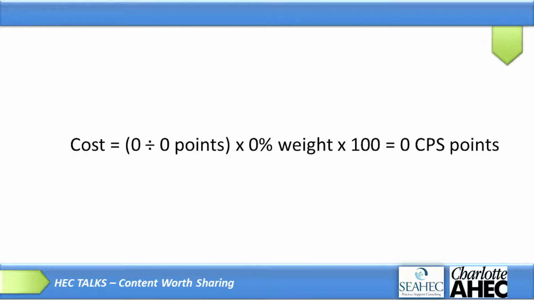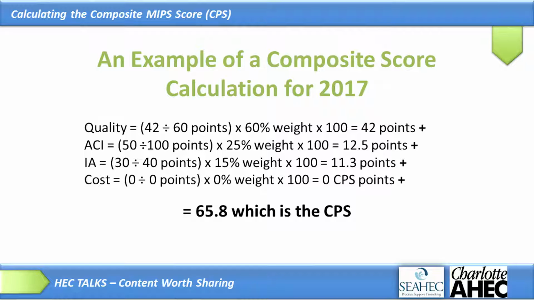Finally, for the cost category, this information will not be available from CMS for the 2017 year. So we divide 0 by 0, which equals 0, multiply by 0%, which equals 0, then multiply by 100, which again equals 0 points in the performance category for the cost category. These points are then added together to calculate the CPS score. Therefore, 42 plus 12.5 plus 11.3 plus 0 equals 65.8. 65.8 is determined to be the calculated CPS.